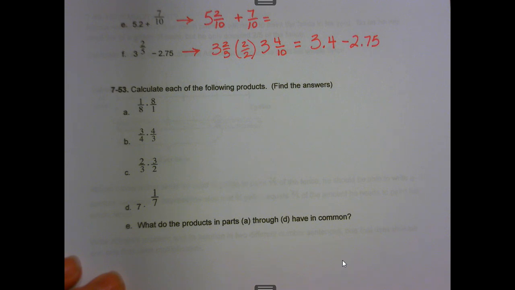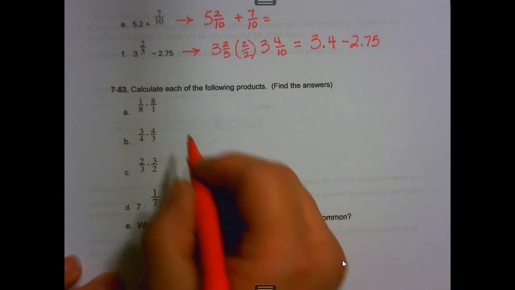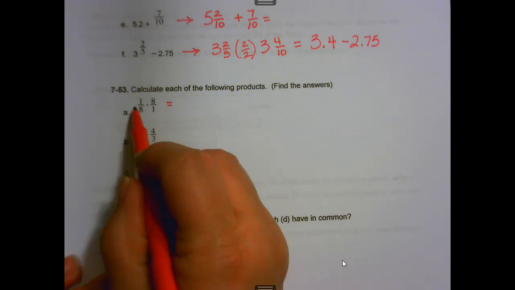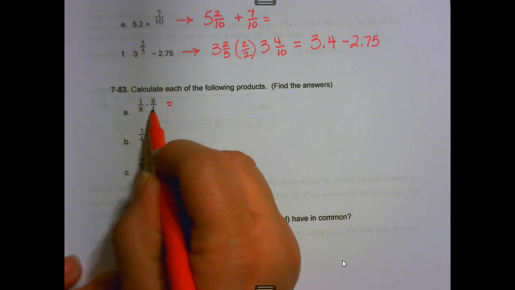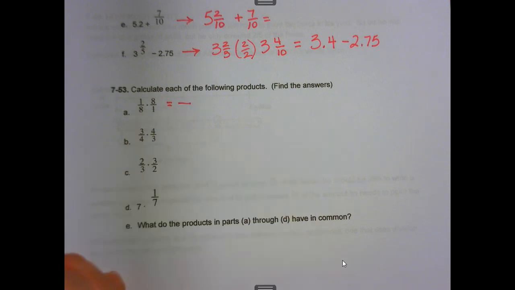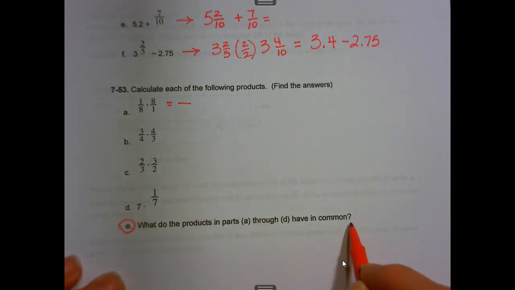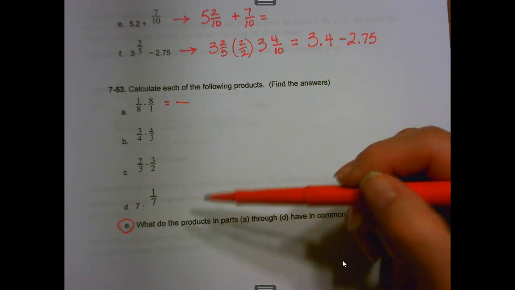For 7-53, the only thing I'm going to remind us about is that when we multiply, we go straight across. Numerator times numerator, and we get an answer. Denominator times denominator, and we get an answer, and we should write that in fraction form. Please make sure that you remember to write your answer to this question at the very bottom, but you can't do that until you solve all of the problems.